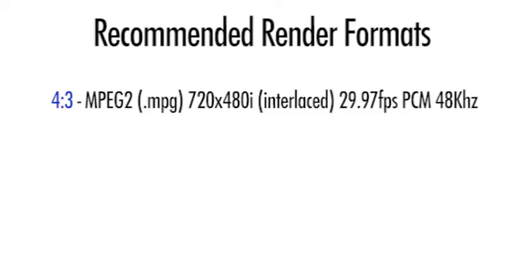So if you're going to be rendering as a 4:3, I recommend you do MPEG-2 720 by 480, interlaced 29.97, and PCM 48 kilohertz audio. So this is if you're going to be submitting a 4:3 video.